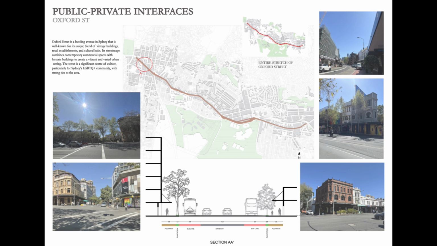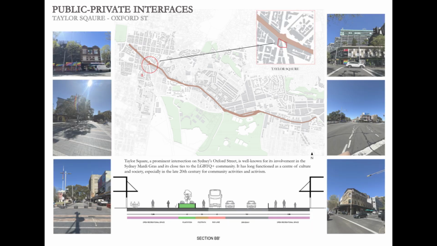The section captures the variation in access and engagement. The wider footpaths adjacent to open fronted shops support increased pedestrian activity, creating more dynamic public space. Conversely, where facades are more closed, the street's atmosphere shifts towards a more contained, less interactive environment. Taylor Square operates as a vital junction along Oxford Street where the transition between public and private spaces is highly visible.